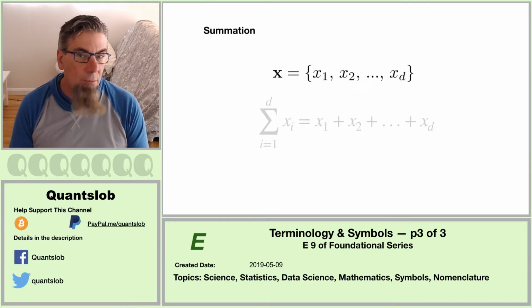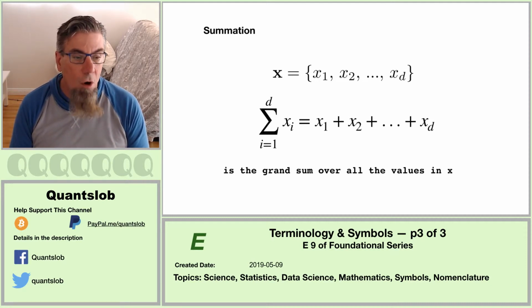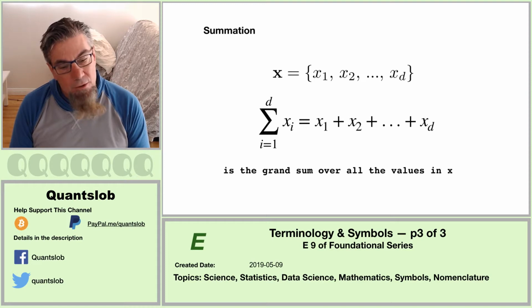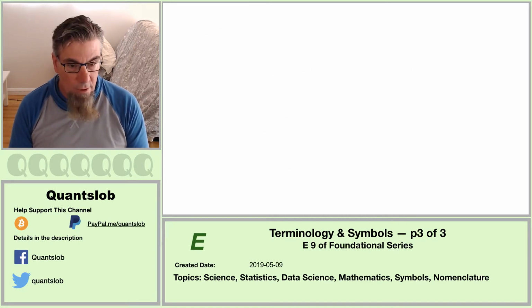So just to give an example of how this can be used, suppose we have a collection of numeric quantities and we want to take the grand sum, that is, sum over all the values. And just to note that addition is commutative, just like multiplication. The order of the values in X, how they're indexed by the counter I, is unimportant.